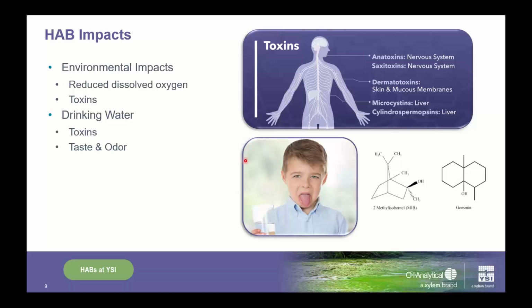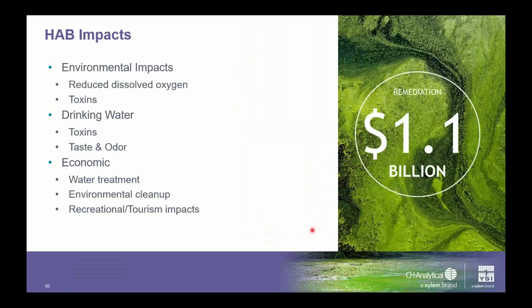But one of the things that almost everyone has experienced in some form or fashion is taste and odor issues with their water. That is due to 2-methyl-isoborneol, which is going to be called MIB, and geosmin, which you'll hear me talk about a lot today, particularly in the third part of our session. But of course, these things have economic impacts as well. Over $1 billion has been estimated just here in the United States for remediation issues related to harmful algal blooms.